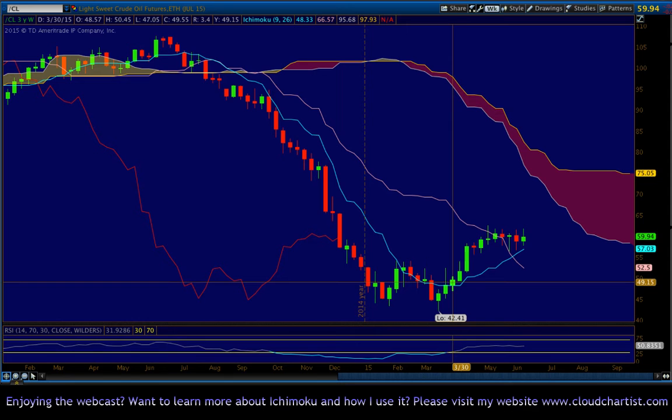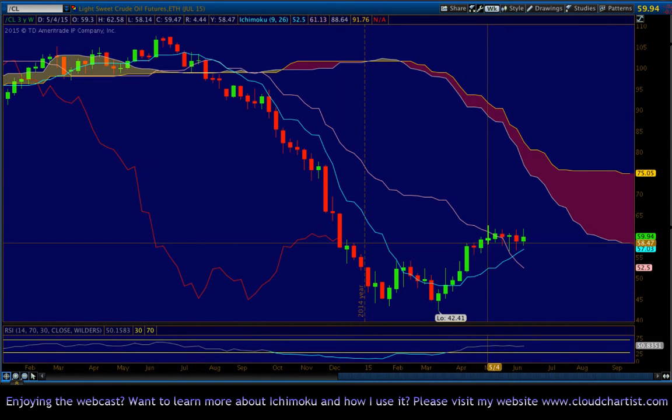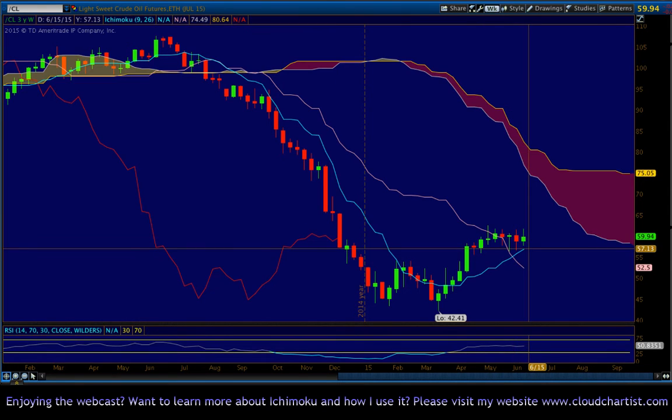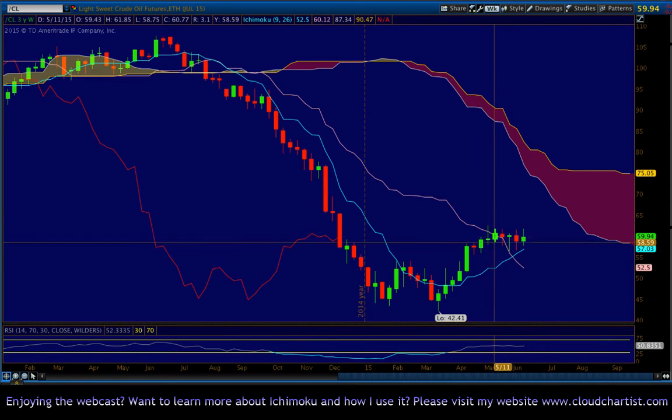It's been climbing up over the Tenkan-sen, and it's also over the Kijun-sen. And we have the Tenkan-sen, this blue line, crossed over the Kijun-sen, which is called a bull cross in Ichimoku. So those are some bullish signs as far as crude right now, but it's still bearish as it's still under the cloud. So basically we're just going sideways right here for the moment.